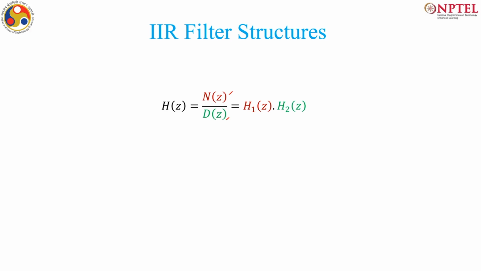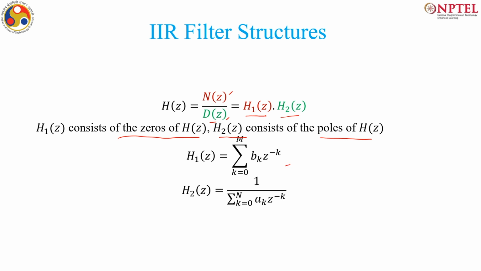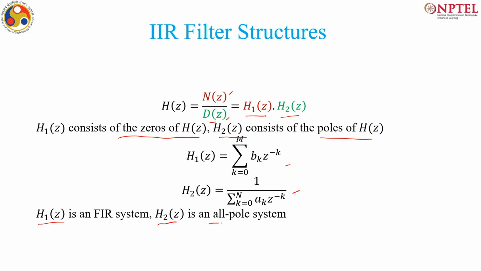Now, simply N(Z) can be written as one transfer function H1(Z), or one filter, and D(Z) can be written as another filter, H2(Z). Why am I doing this? Because H1(Z) consists of the zeros of the filter H(Z), whereas H2(Z) consists of the poles of H(Z). So, H1(Z) is a polynomial in Z inverse, which is basically an FIR filter, whereas H2(Z) is not a polynomial, it is the inverse of a polynomial in Z inverse, or basically an all pole filter. Hence, it is clearly shown that H1(Z) is an FIR filter, whereas H2(Z) is an all pole system.